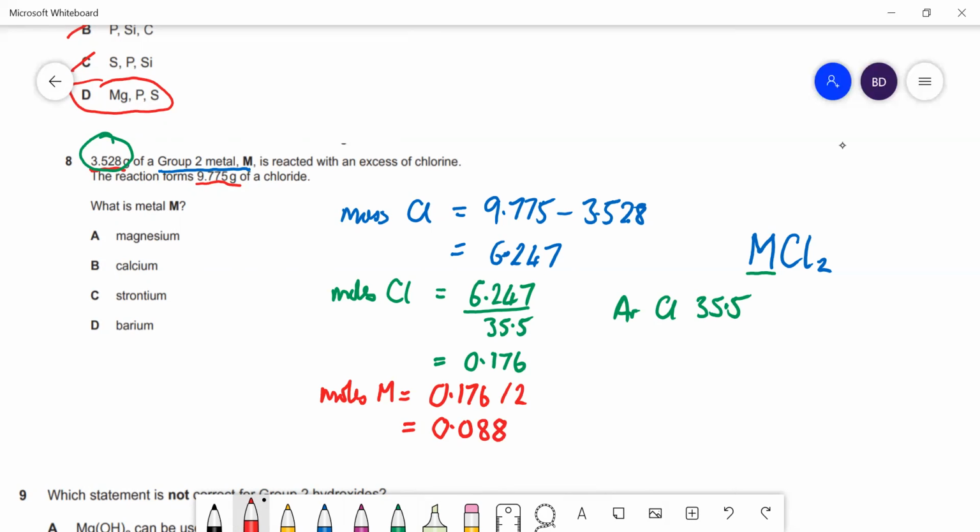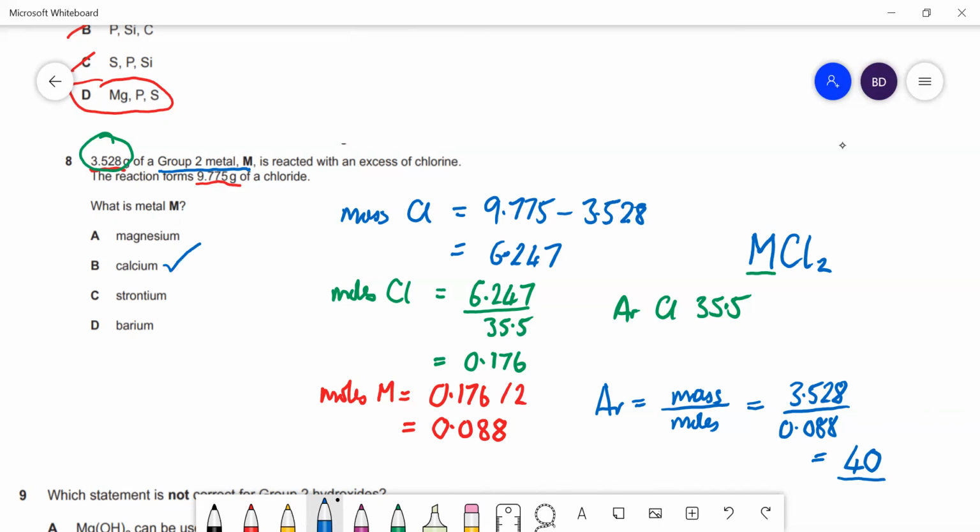Okay, now we know the moles of M and we know the mass of M, we can work out the AR. So AR of M is equal to the mass divided by the moles. Okay, the mass we've got is 3.528. The moles is 0.088. That works out to be 40. So look in your periodic table, which group 2 metal has an AR of 40? It is calcium.